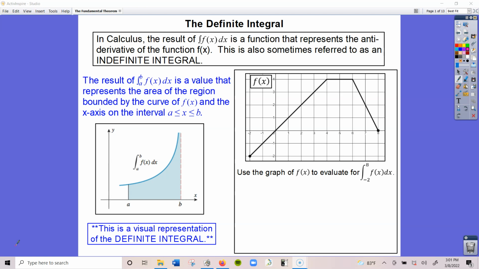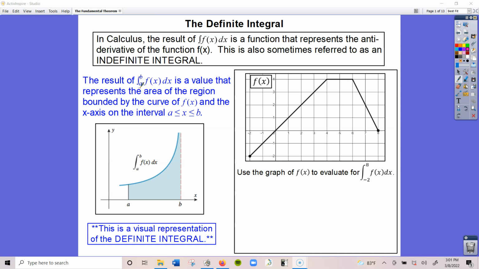Hey guys, today we're going to learn about something called the definite integral. Now, in our previous lesson, we learned about the indefinite integral, meaning that when you integrate a function, you get the antiderivative of the function, or f of x. Now, a definite integral looks a little bit different.